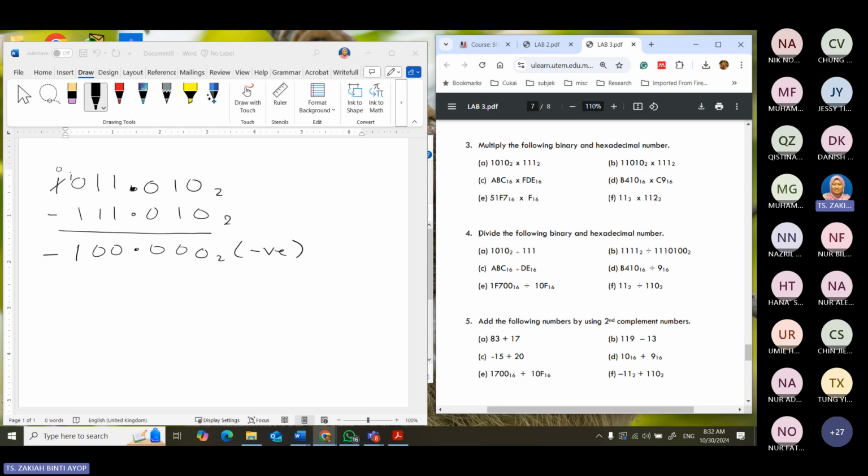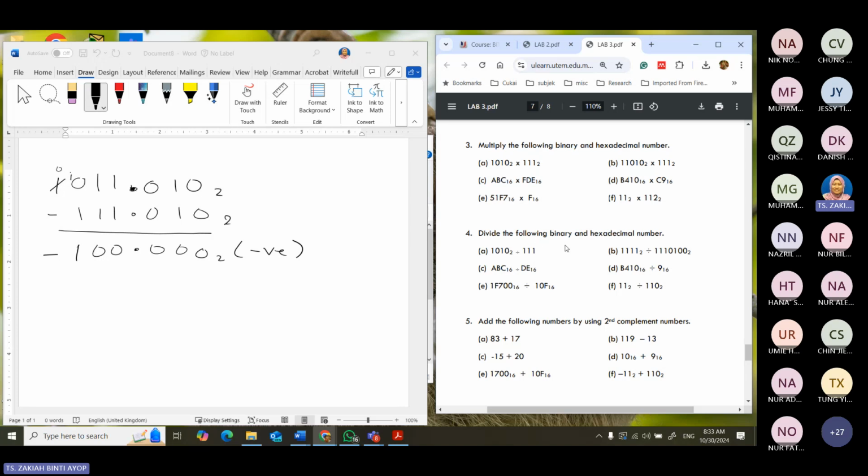Next, divide the following binary and hexadecimal numbers. As I told you before, follow the notes in the lecture. For question 4A, 1010 base 2 divided by 111. Can you see that there's something missing? There's a base number that is not mentioned after 111. So just put 2 there. It's a binary number. So 1010 base 2 divided by 111.